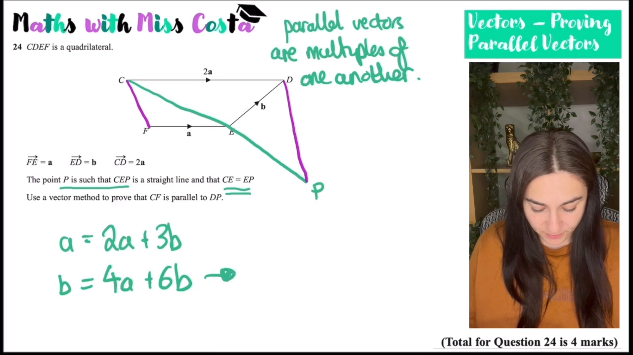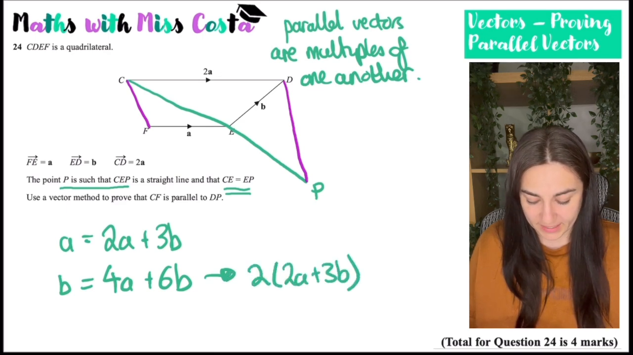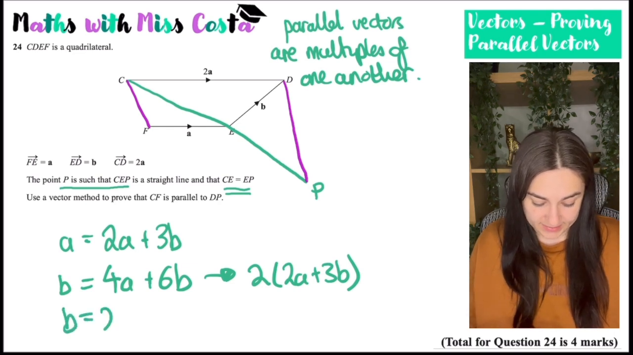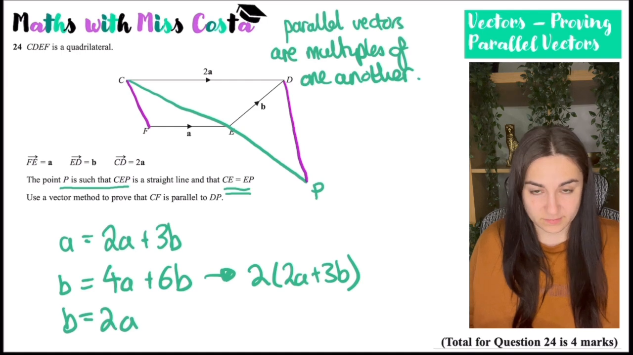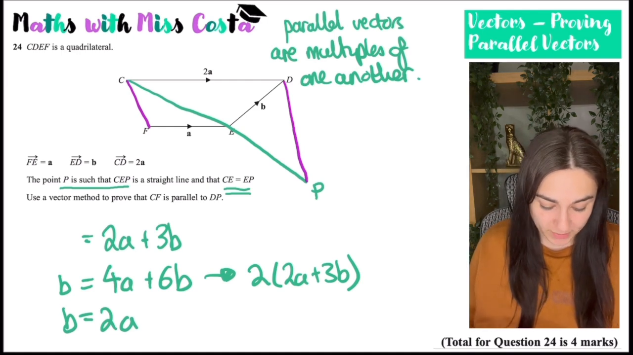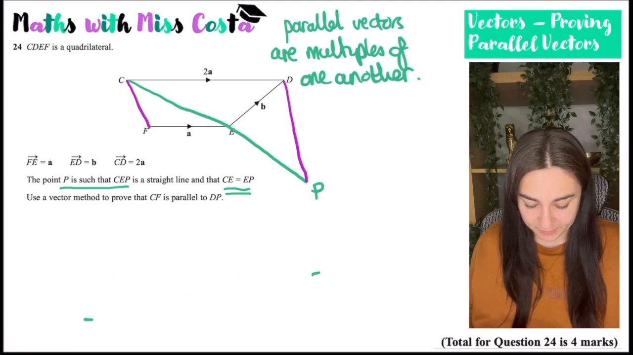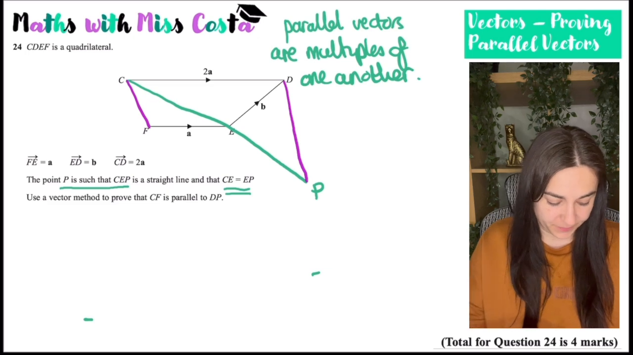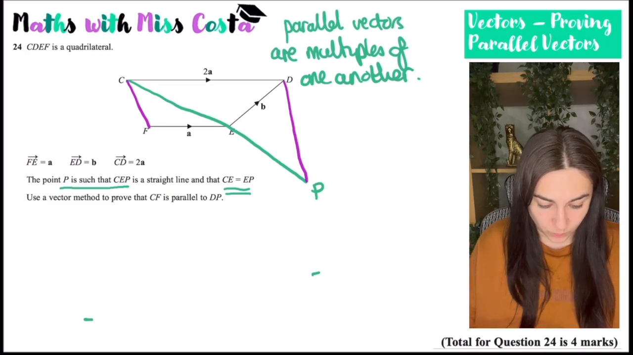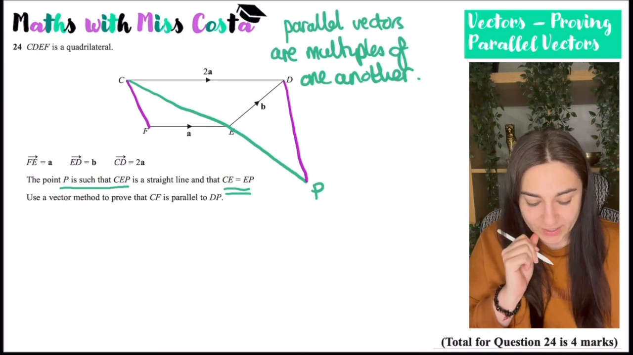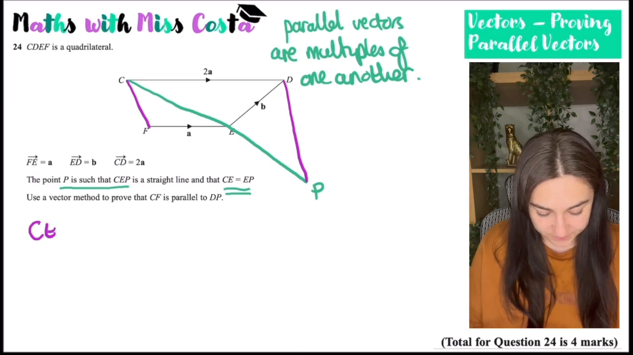you could factorize that to say that's 2 lots of 2a plus 3b, and therefore B is 2 lots of A. So that's how we prove that the vectors are parallel. So that's what we're looking for. So let's have a look at what's going on here and which vectors I can write as what. So first of all, let's have a look at how I can write CE.